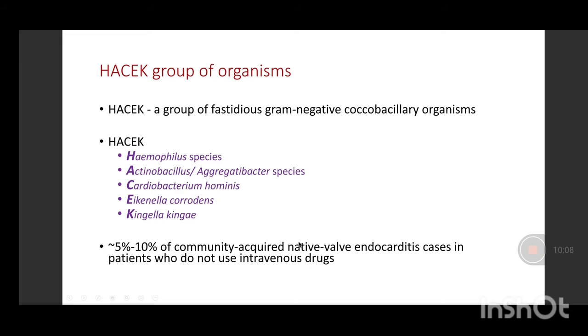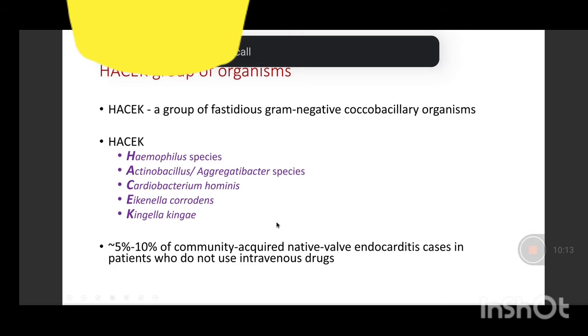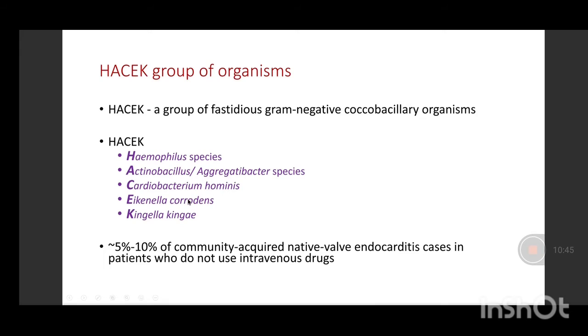Another important group is the Haemophilus group of organisms, also known as the HACEK group now. So this group is nothing but 5 bacterial genera which can cause endocarditis. These all are fastidious gram-negative organisms. Fastidious means slow growing. Haemophilus aphrophilus is the most common species here. Actinobacillus, which is now known as Aggregatibacter species, is also there. Then Cardiobacterium hominis, Eikenella corrodens, and Kingella.